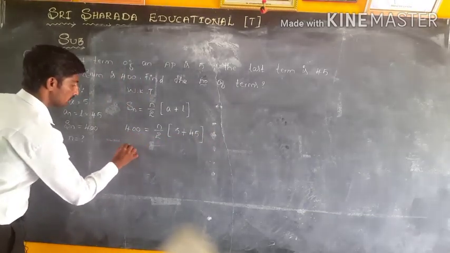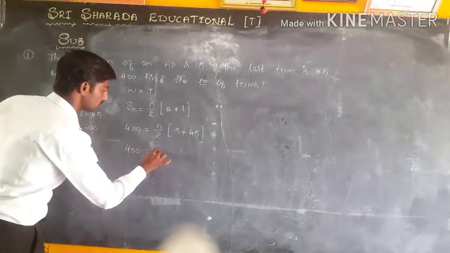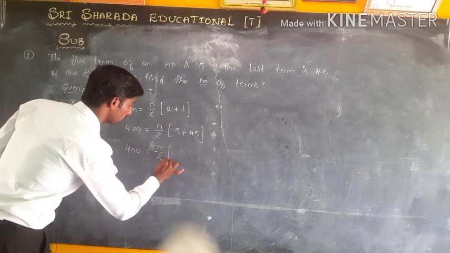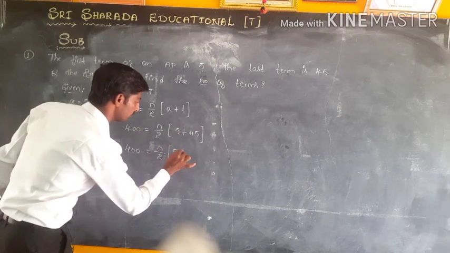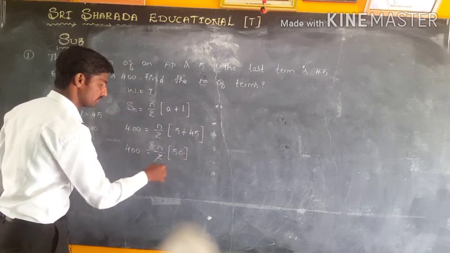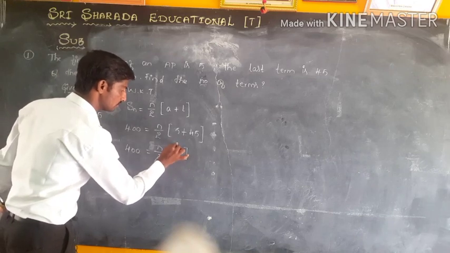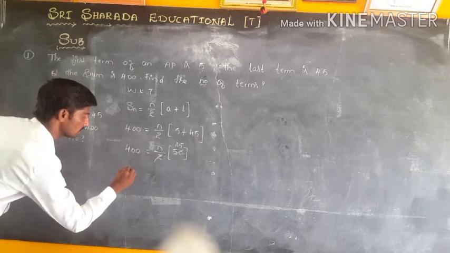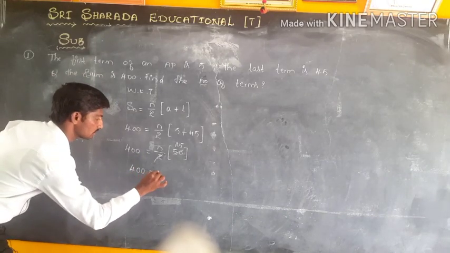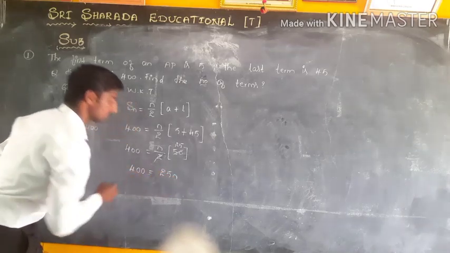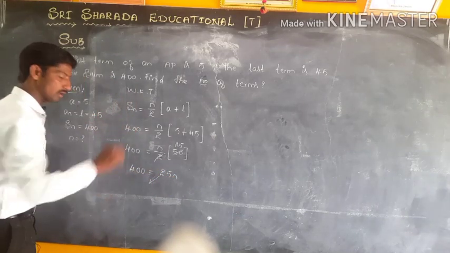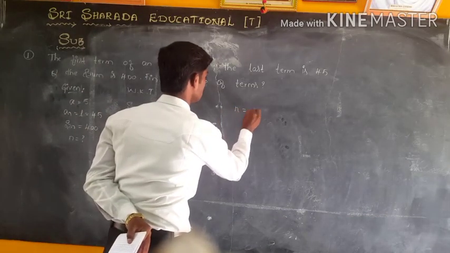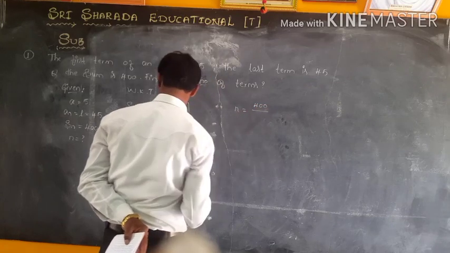So 400 is equal to n by 2 of 5 plus 45 becomes 50. Now 2 ones are 2, 2 25s are 50. So according to cross multiplication, 400 is equal to 25n, n is remaining. Now I will send 25 down to the LHS. According to cross multiplication, n is equal to 400 over 25.